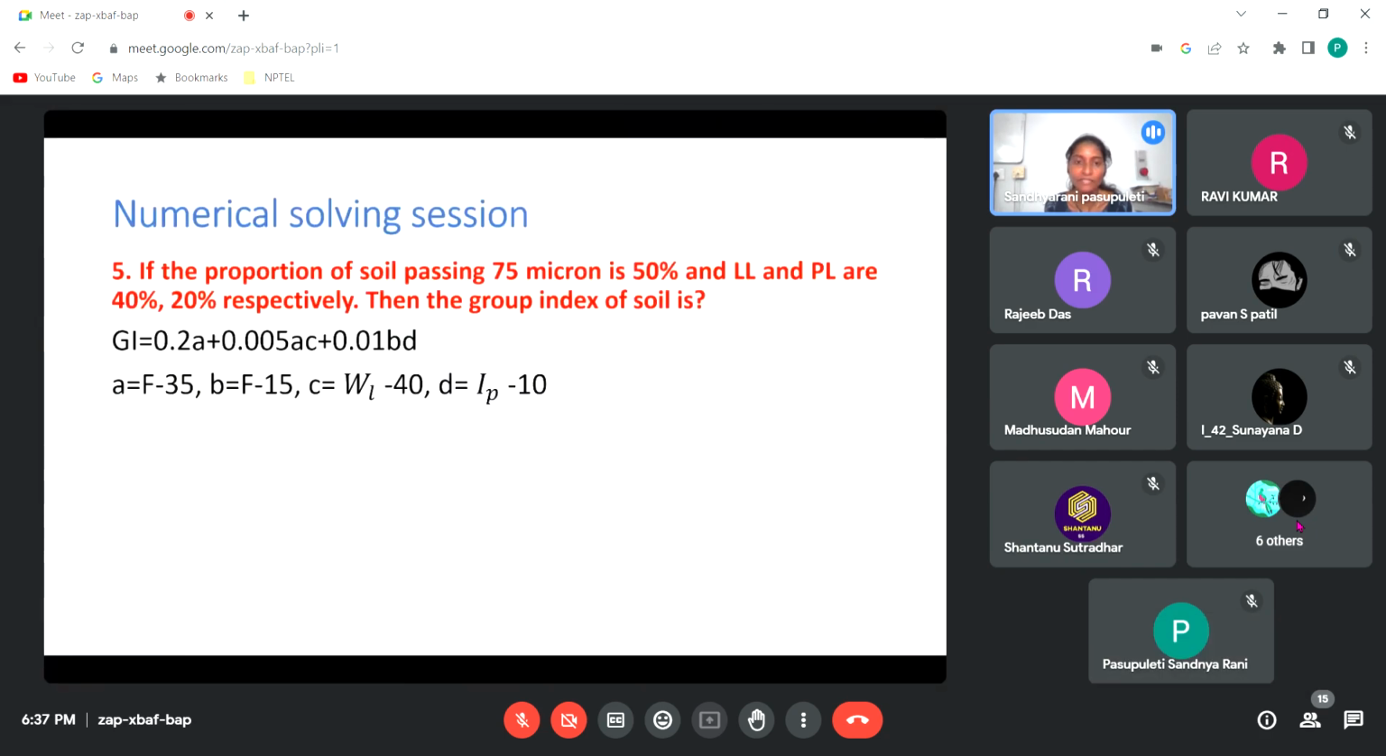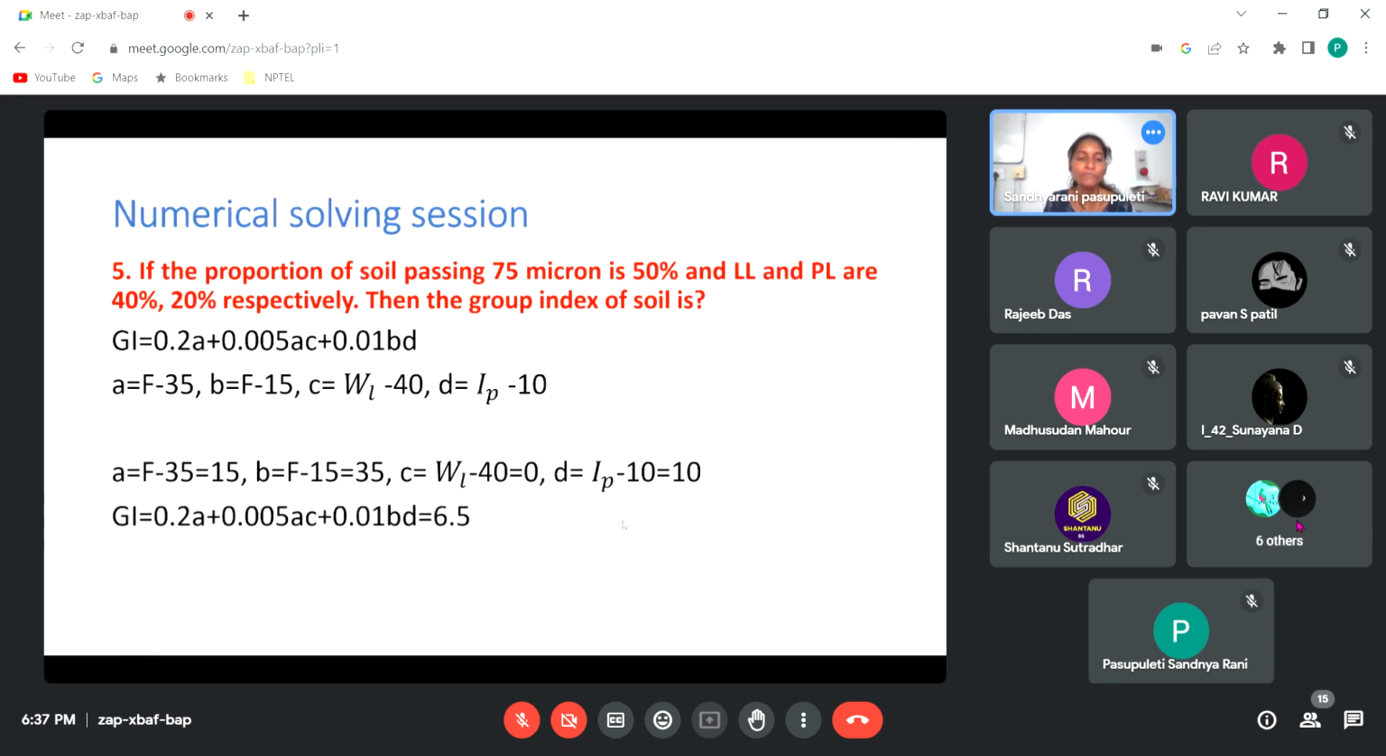So it is a direct substitution. You can see here, if we calculate A, B, C, D, these will be the values. And if you substitute them, you will get the group index value as around 6.5.